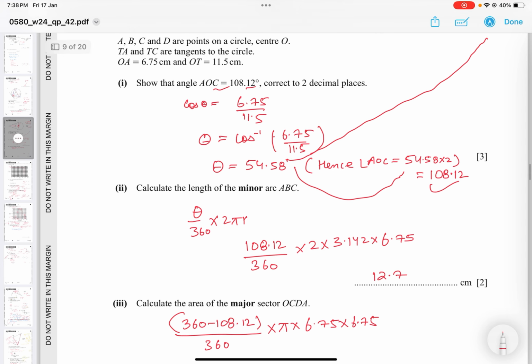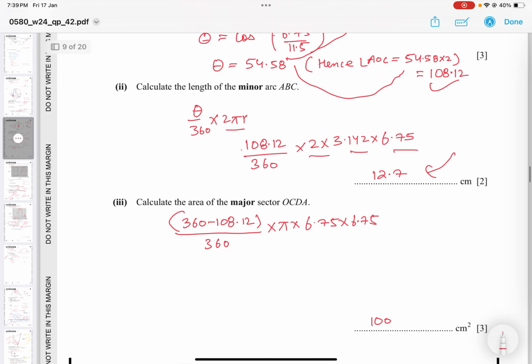Length of the minor arc, how can we find it? You know this formula, theta upon 360 into 2 pi r. Theta we know, 108.12 upon 360 into 2 pi r. We will get our answer.